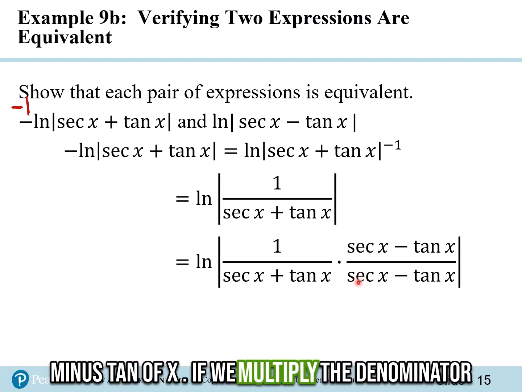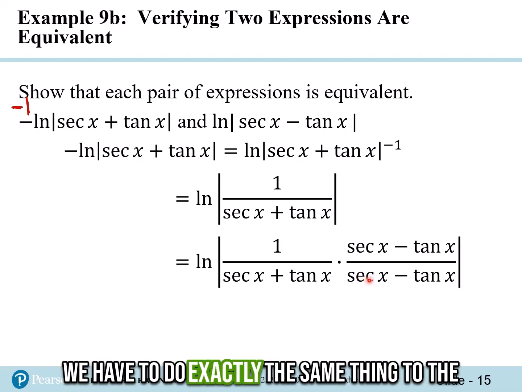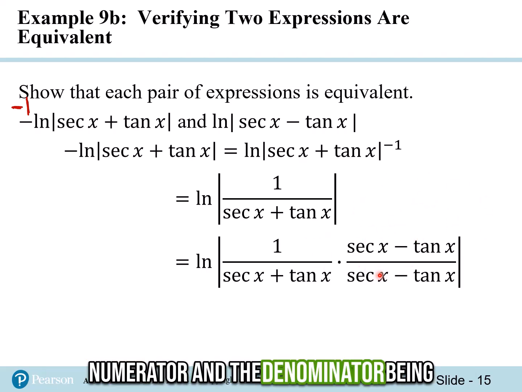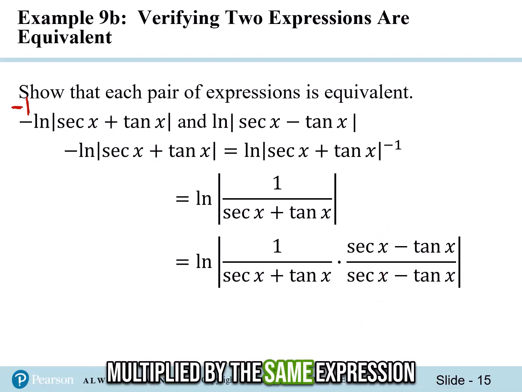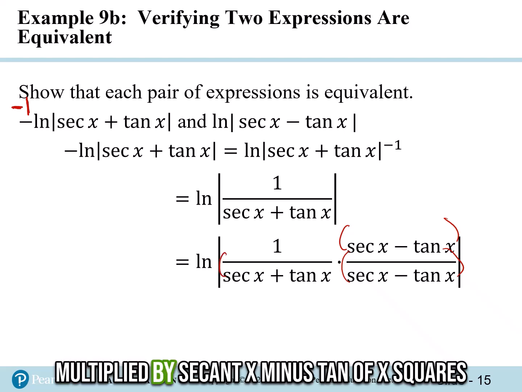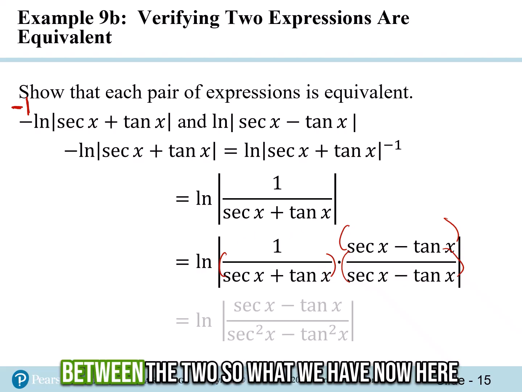If we multiply the denominator of a fraction by any value or any expression, we have to do exactly the same thing to the numerator. So that's why you see both the numerator and the denominator being multiplied by the same expression. And what happens is secant x plus tan of x multiplied by secant x minus tan of x squares secant x and tan of x with a negative sign in between the two.